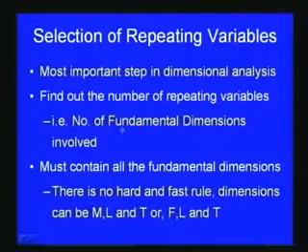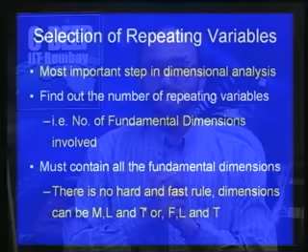Here we find the number of repeating variables, that is, the number of fundamental dimensions involved. The set must contain all the fundamental dimensions, so all of them should be covered in the analysis. There is no hard and fast rule for how we select the repeating variables that include the fundamental dimensions. Generally they can be mass, length and time, or force, length and time. So we can use either the MLT system or the FLT system. This selection of repeating variables is one of the most important steps in dimensional analysis using the Buckingham pi theorem.